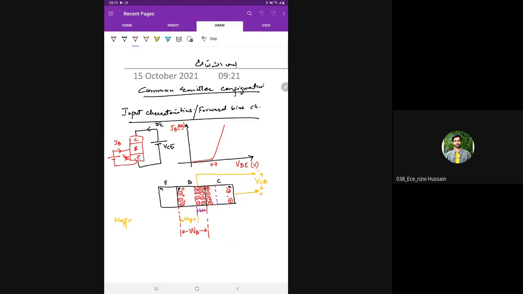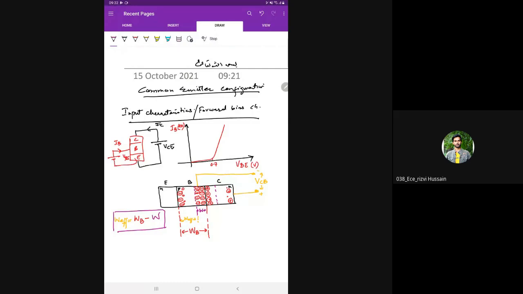Anyway, I said that then we can calculate the effective width. Effective width of the base will be equal to the actual width, which is width of base, minus the depletion region. So this will be the effective width of the base.